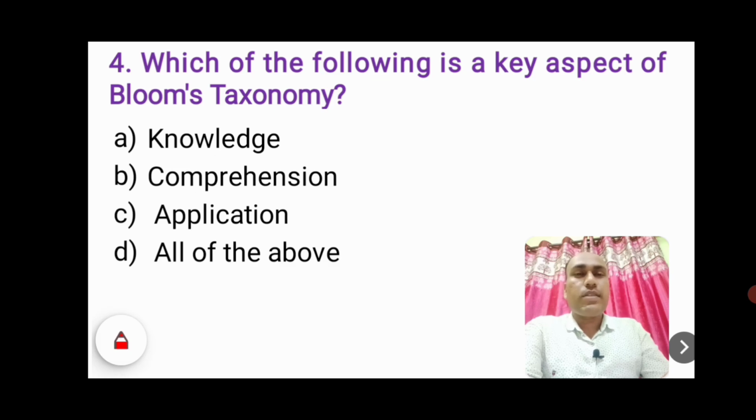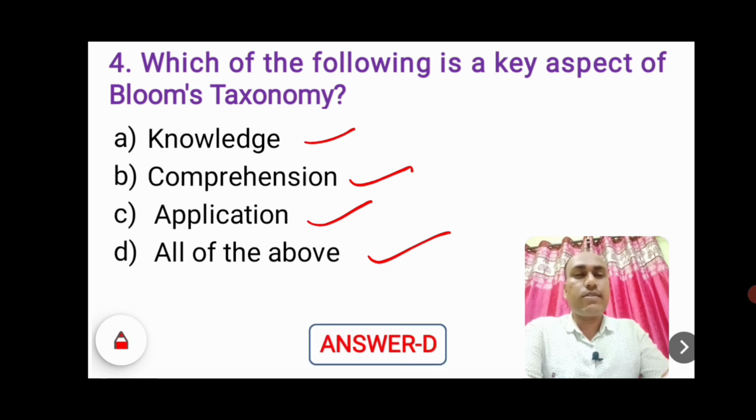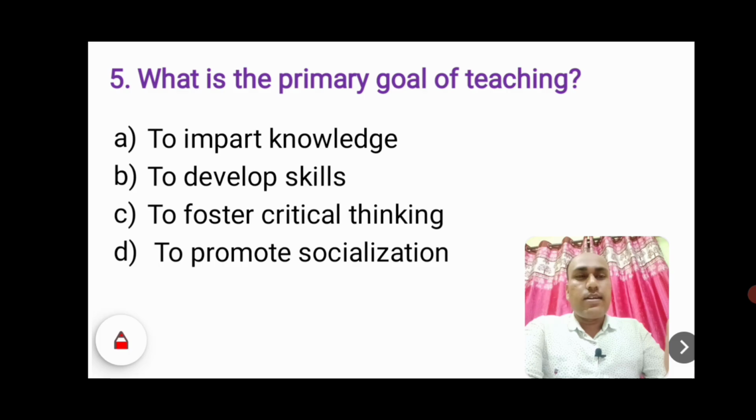Next question. Which of the following is a key aspect of Bloom's taxonomy? There are four options written here: knowledge, comprehension, application, all of the above. Bloom's taxonomy has all the aspects like knowledge, comprehension, application. So the answer will be D, option 4.